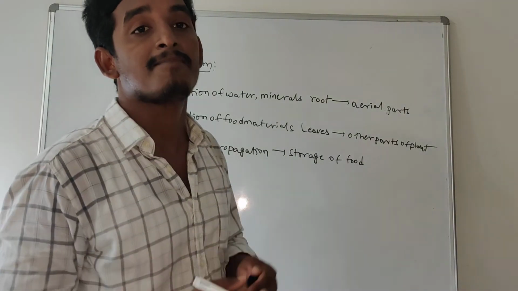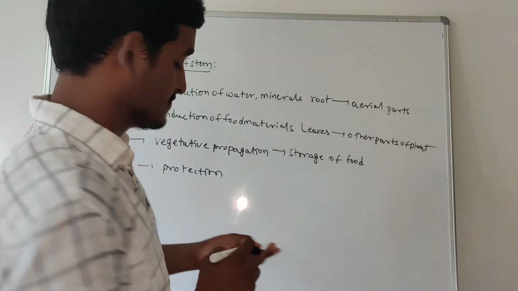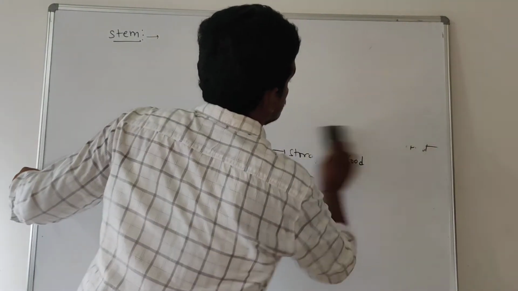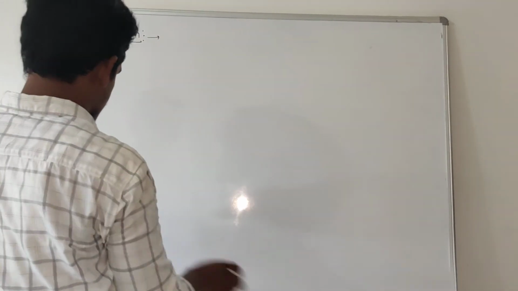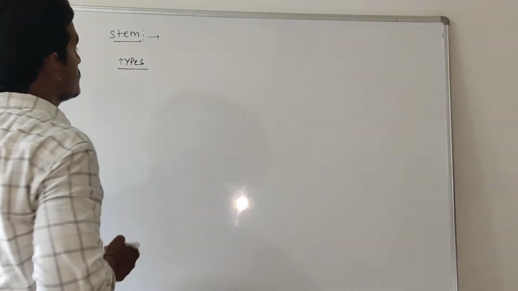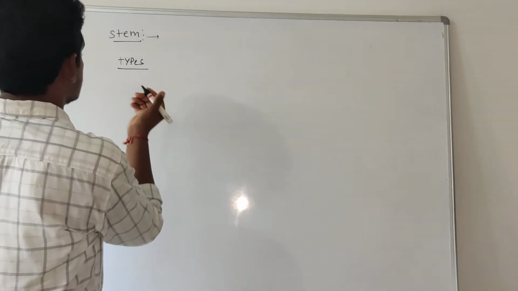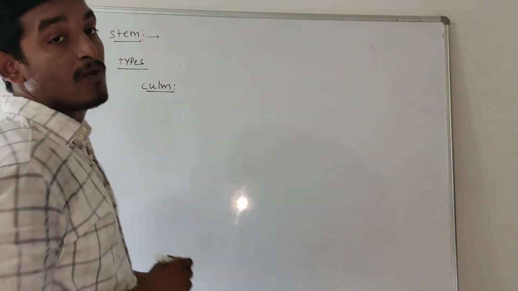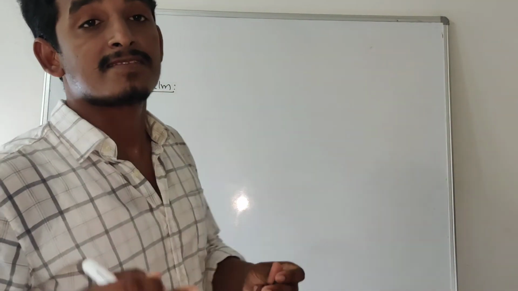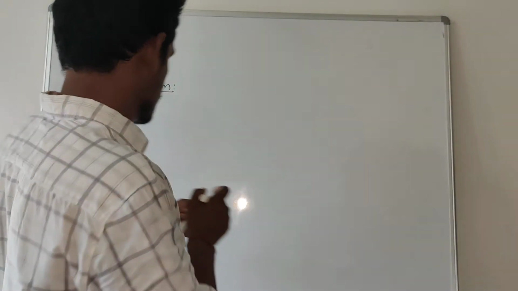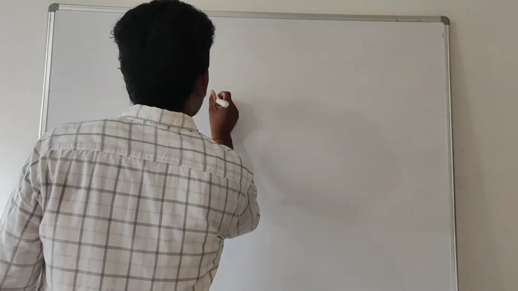So later we will discuss types of stems. So what are the types of stems? Mainly three types of stems are present. What are those types? The first one is culm. What is culm? Culm means the stem that we can easily identify with the help of nodes and internodes. See, it is a stem.